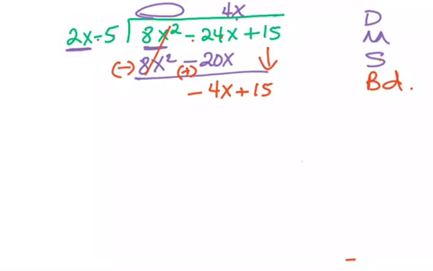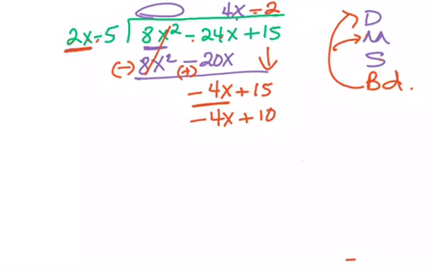Okay, next I go right up to the top and I start dividing. How many times will 2x fit into negative 4x? Well, it will fit in there negative 2 times. Okay, that was divide. Now I'm going to multiply. Negative 2 times 2 is negative 4x. Negative 2 times negative 5 is positive 10. Now I'm going to subtract.